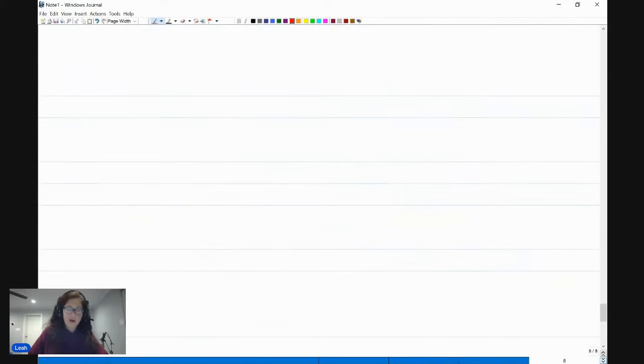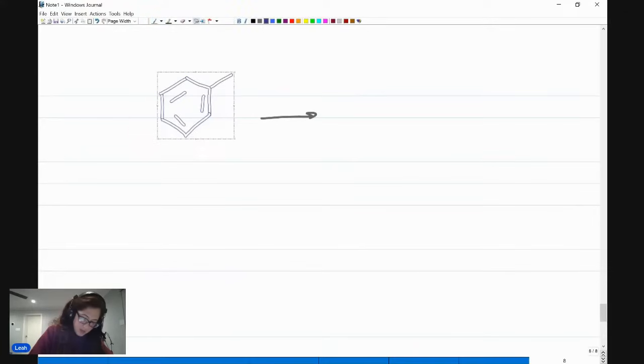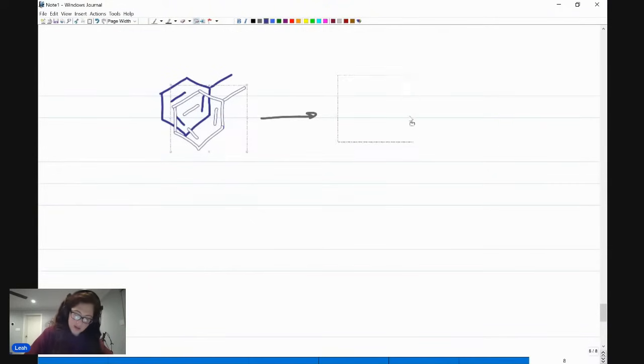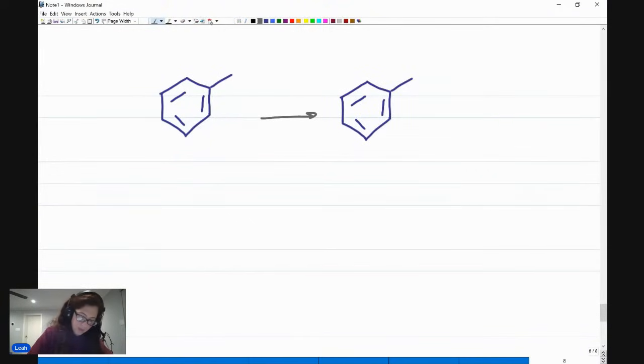All right, what about a problem that looks like this? And somehow, some way, you need to find a way to synthesize this. How would you begin a problem like this?